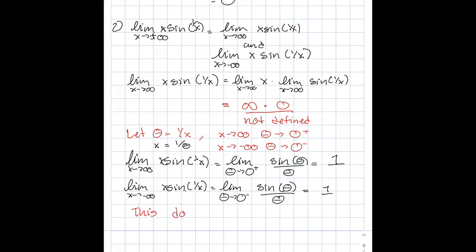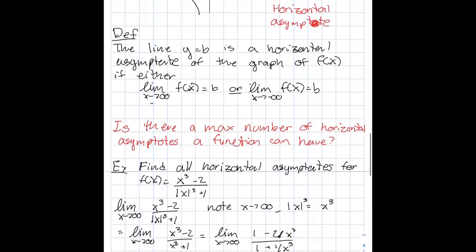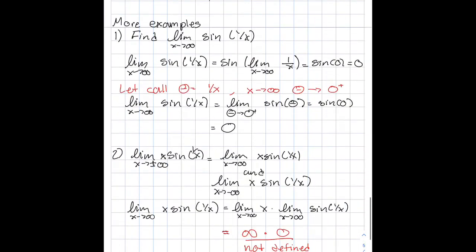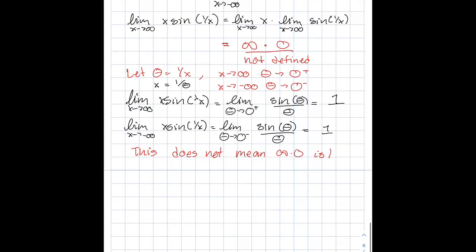This does not mean that infinity times 0 is 1. That is not true. Infinity times 0 is not defined. So we've seen 0 times infinity. We saw infinity over infinity, I'm pretty sure. I forget where it was, but we saw it. What about 0 divided by infinity?